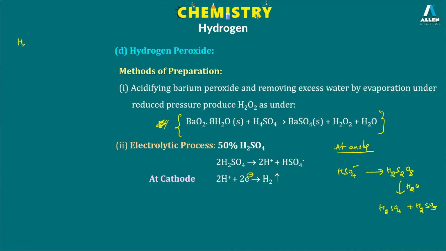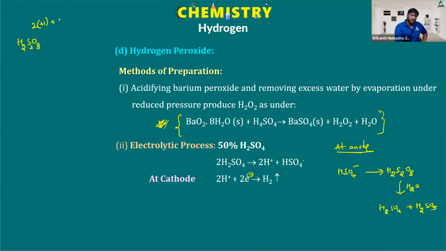Peroxodisulfuric acid. Yes, H2S2O8. You try to draw a structure. What is the oxidation state? Like 2 hydrogens, 2 into plus 1. 2 sulfur, 2 into X. 8 oxygens, 8 into minus 2 is equal to 0. So 2x is equal to 16 minus 2, that is 14, x is equal to plus 7.